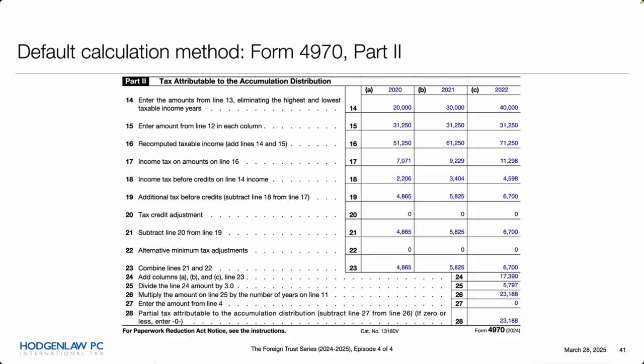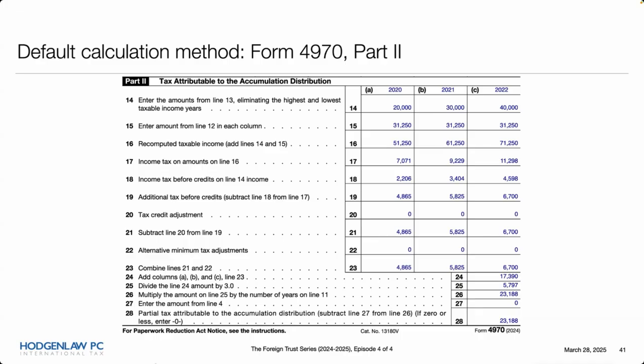So you can see line 17 and line 18, I've done these calculations. I just use the tax tables to do these numbers for the 3 years. So you use the correct tax table for the relevant year. And then you see on line 19, that's the additional tax that the beneficiary would have paid if the trust had distributed $31,250 to the beneficiary in that year. Tax credit adjustment, we don't care. 21, math, 22, AMT, we don't care.